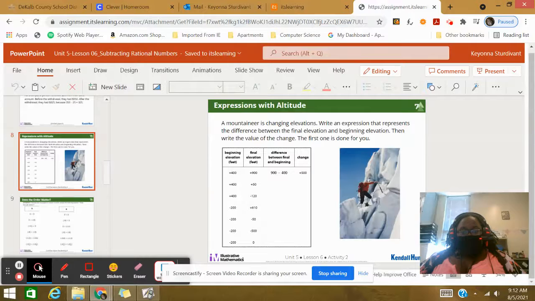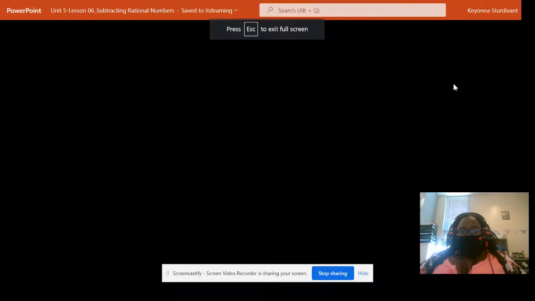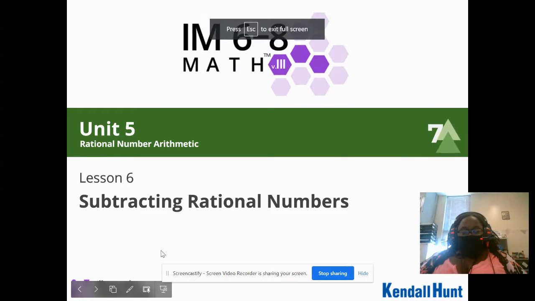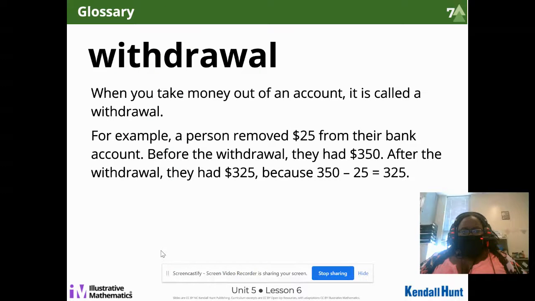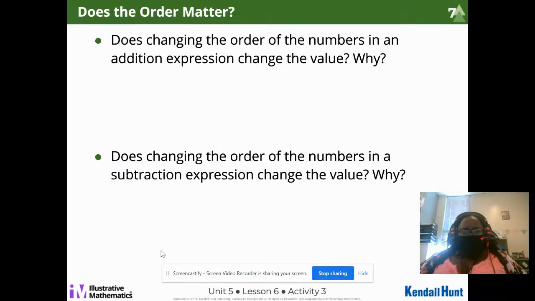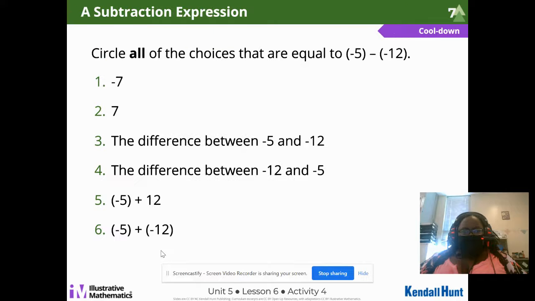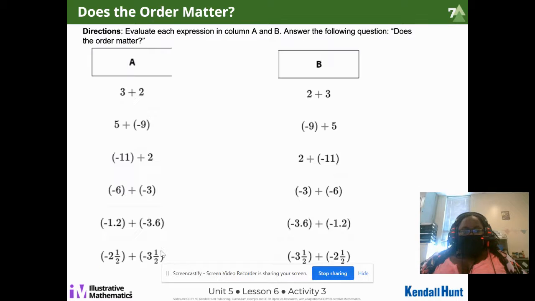Okay, the next activity, guys, you're just filling in a chart. Okay, the PowerPoint is lagging for some strange reason.